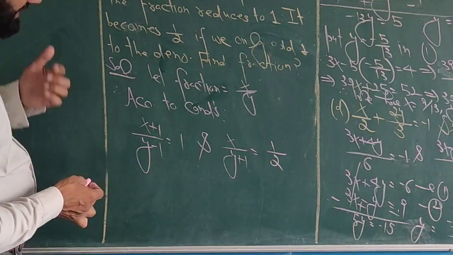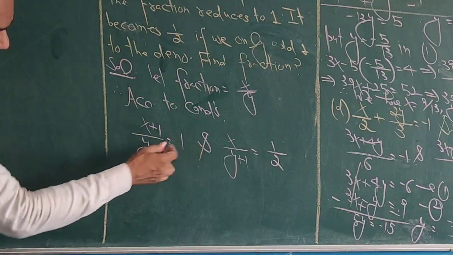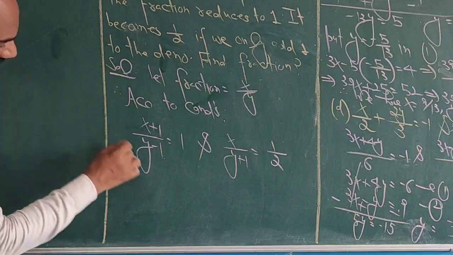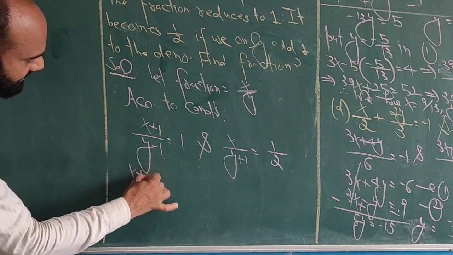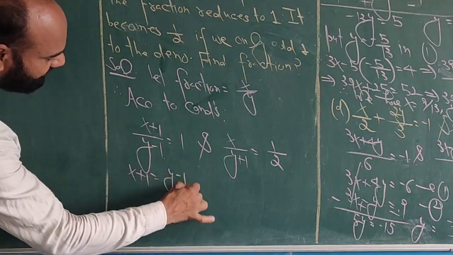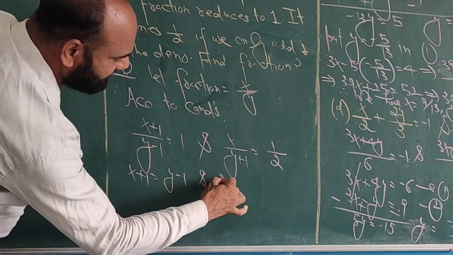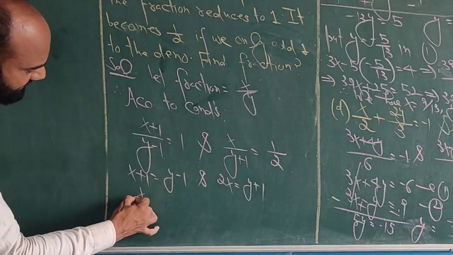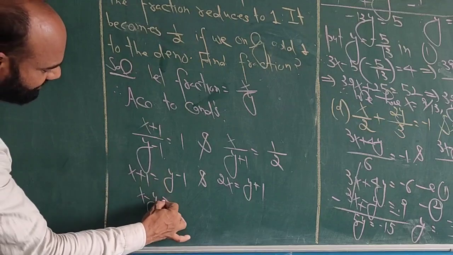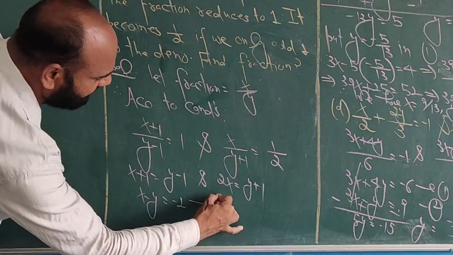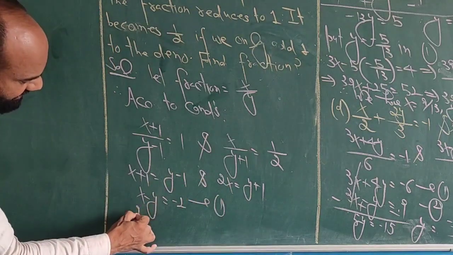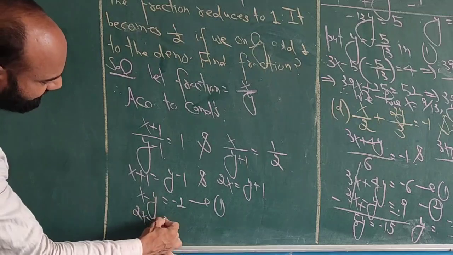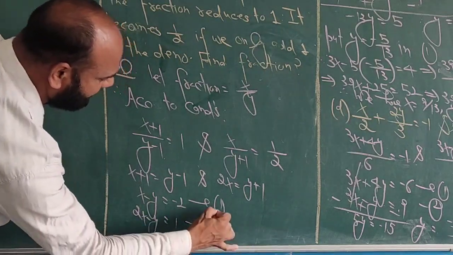To convert to standard form, we cross multiply these two equations. So here x plus 1 is equal to y minus 1, and 2x is equal to y plus 1. Therefore x minus y is equal to minus 2. This is equation number 1. And secondly, 2x minus y is equal to 1. This is equation number 2.